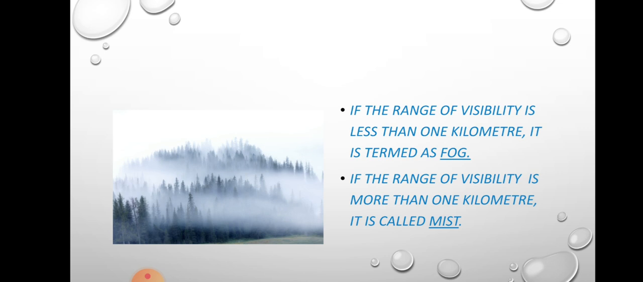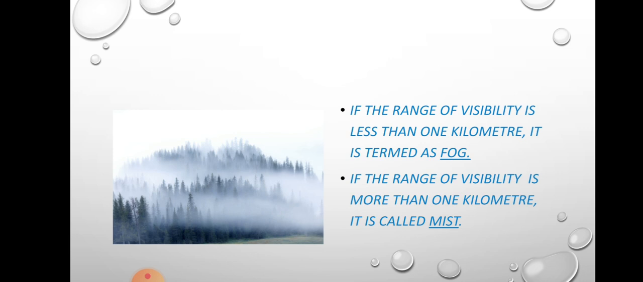When the visibility is very less, we can't see things. When these cloud-like condensations come on the earth's surface, it affects the visibility. According to the visibility, it is classified as fog and mist. If the visibility is less than 1 kilometer, if we cannot see things within 1 kilometer, it is termed as fog, which is thicker than the mist.